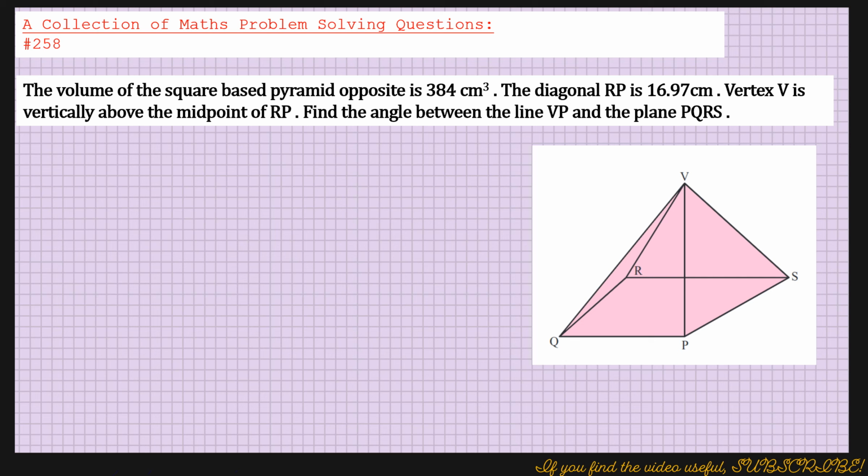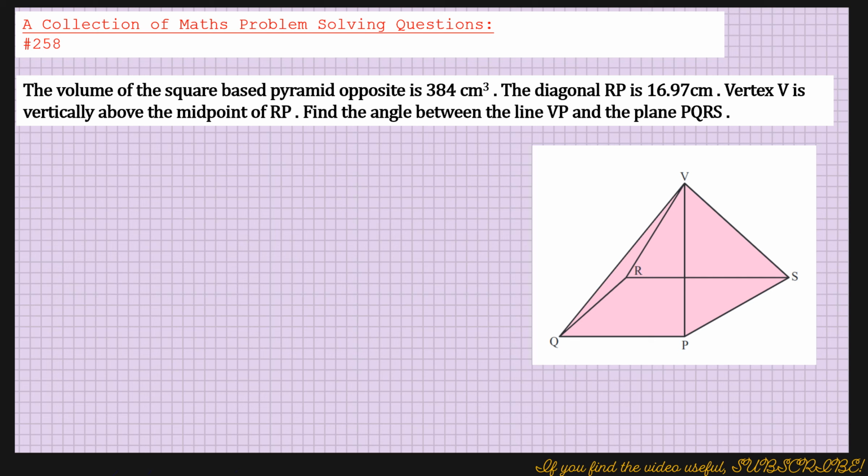The volume of the square-based pyramid opposite is 384 centimeter cube. The diagonal RP is 16.97 centimeter. Vertex V is vertically above the midpoint of RP. Find the angle between the line VP and the plane PQRS.